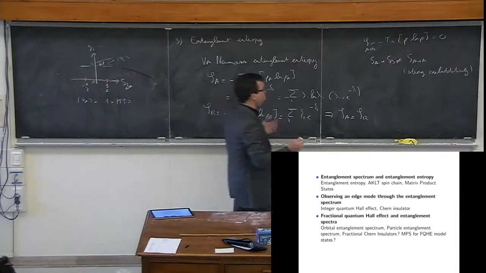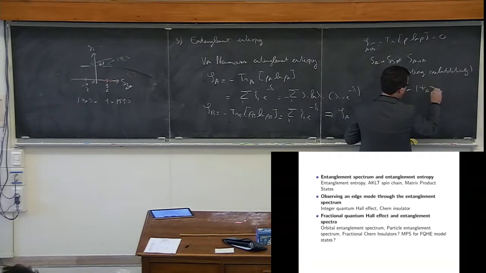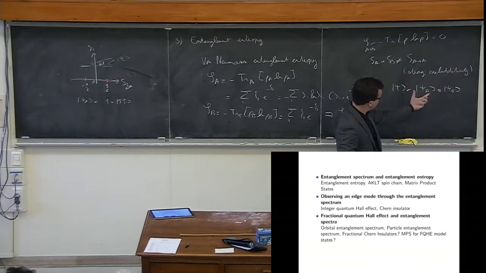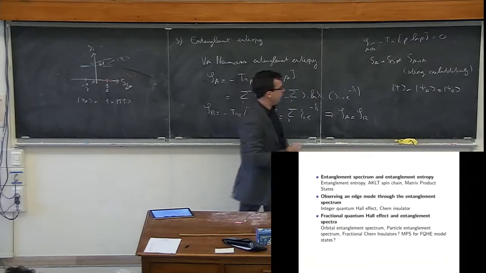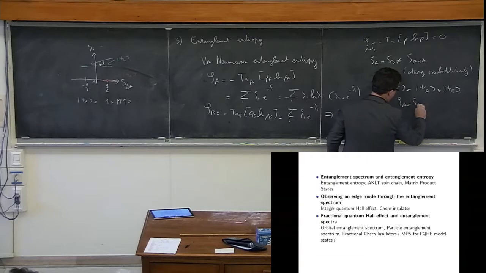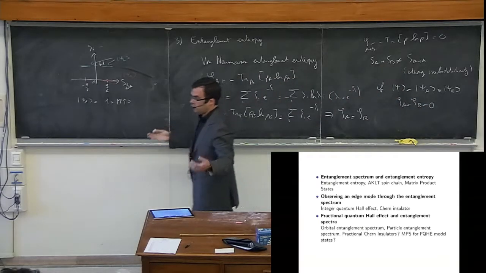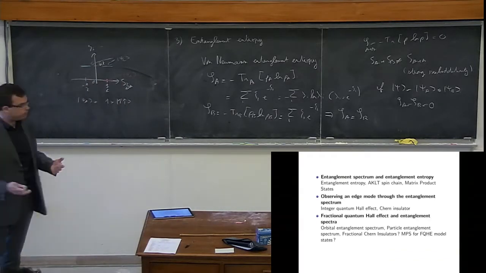Imagine that your ground state can be written down as a tensor product of a state that lives only in A and a state that only lives in B. If you have this property, then you can show that S_A is equal to S_B is equal to 0. So if you have a product state, with no entanglement between the part A and the part B, the entropy will be 0.